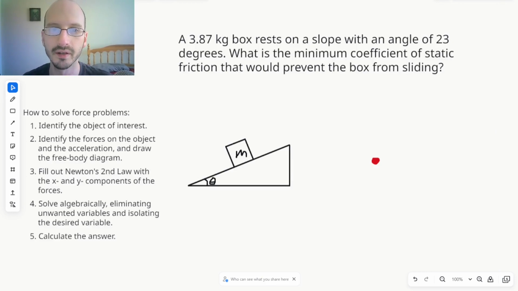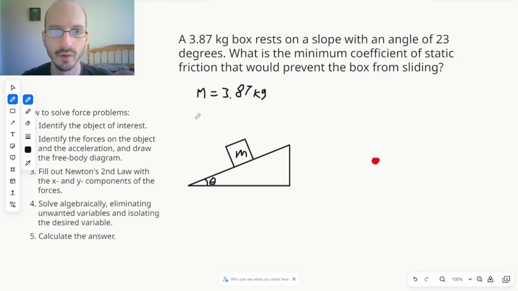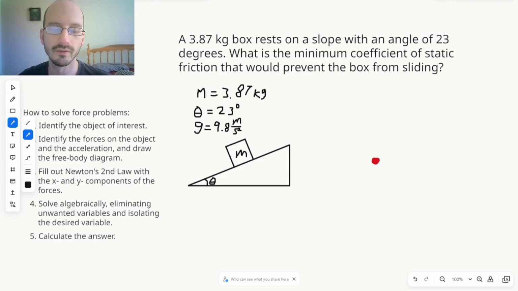All right, we got the problem here again, our box on a slope. First thing we want to do is to write down the information the problem gives us. So to identify the variables that we have, we know the mass is equal to 3.87 kilograms. We know the angle is equal to 23 degrees. And of course, we know the constant g, the strength of gravity, is 9.8 meters per second squared. Okay, so I've drawn a picture.